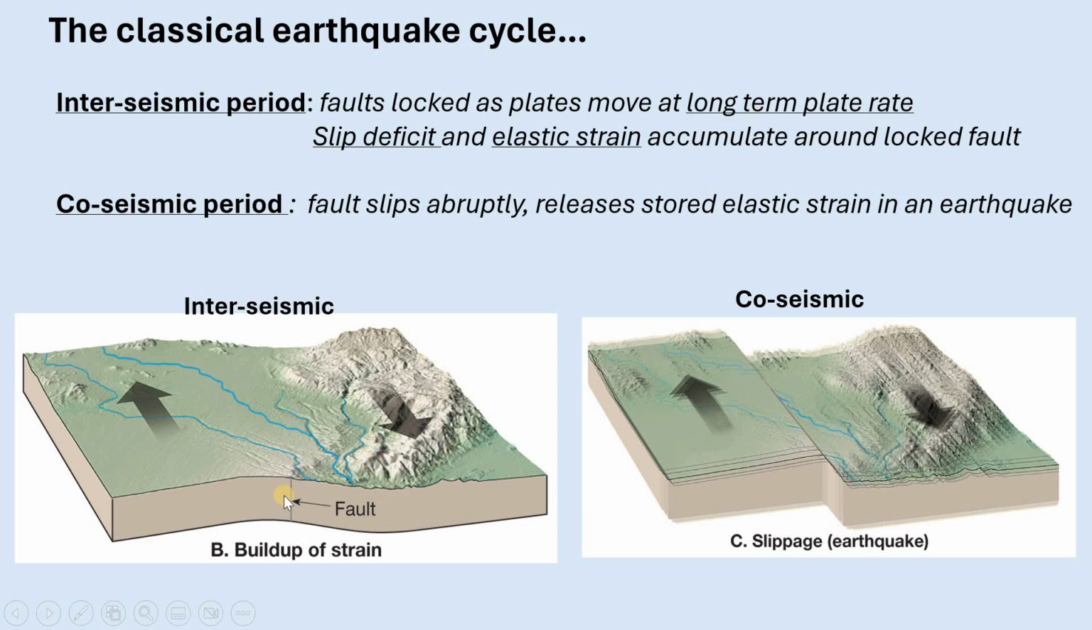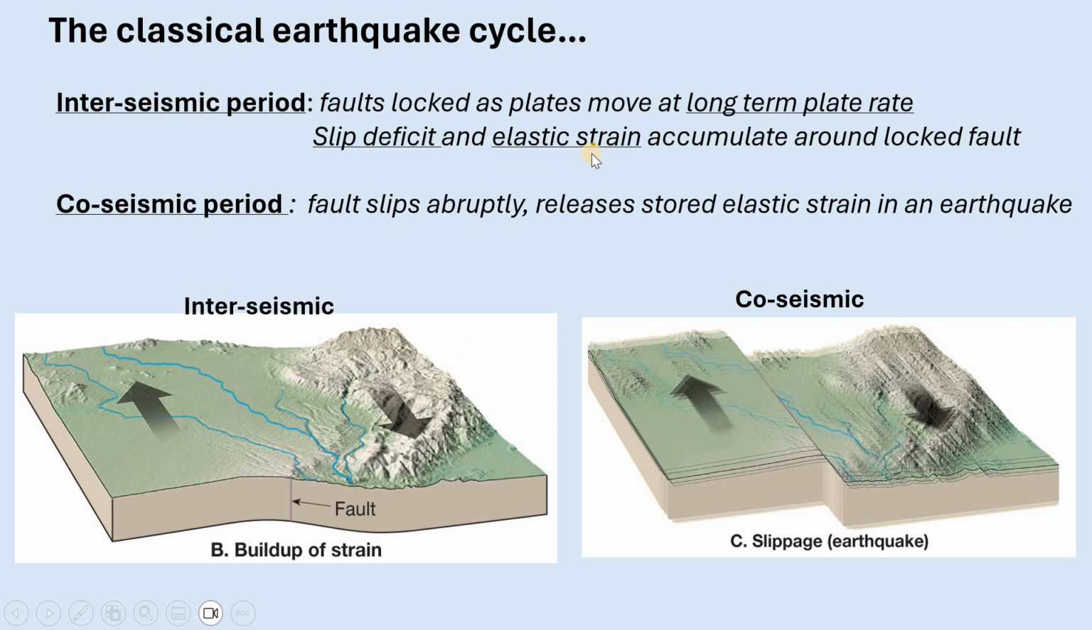As the plates continue to move and the fault stays locked, we develop what's called a slip deficit. In other words, the amount of slip that would have been occurring along this fault, if it was moving freely, is called the slip deficit. So it's essentially equal to the plate rate times time.